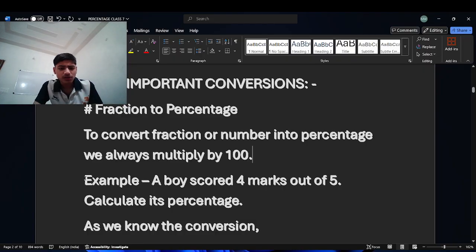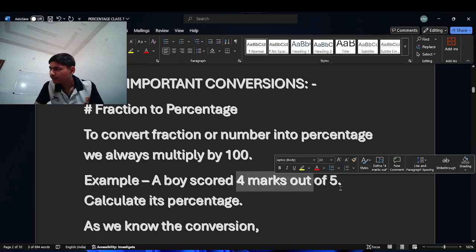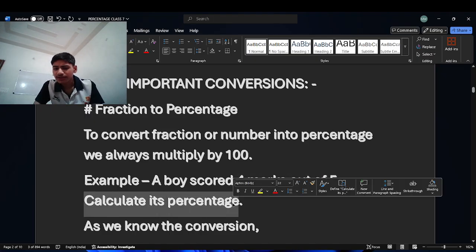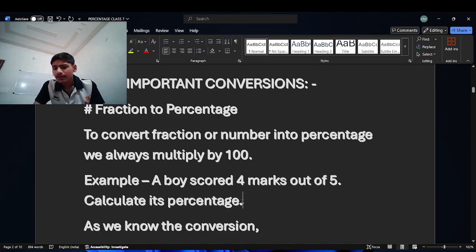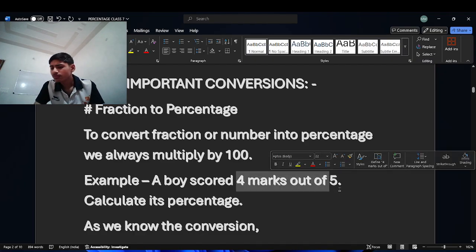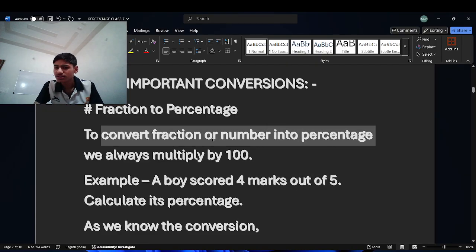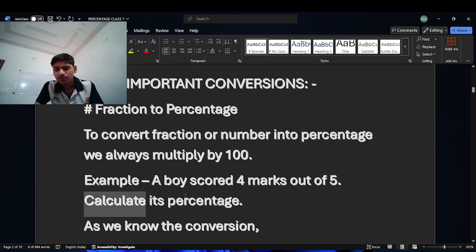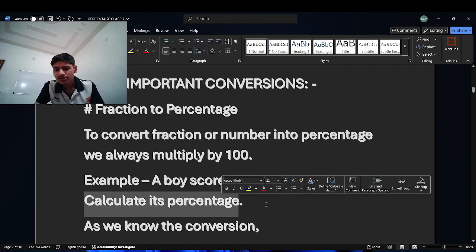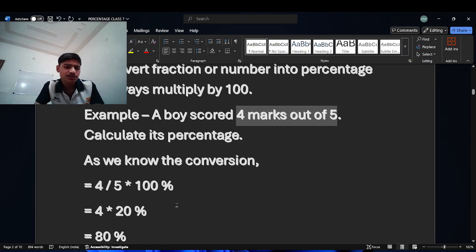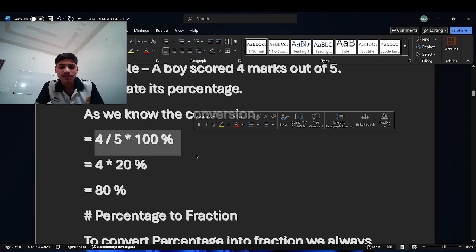Take an example: a boy scored 4 marks out of 5 marks, and you have to calculate the percentage. How will you calculate? Write the fraction 4 by 5, and as I said, to convert a fraction or number into percentage, you just multiply by 100. So 4 by 5 into 100 percent.